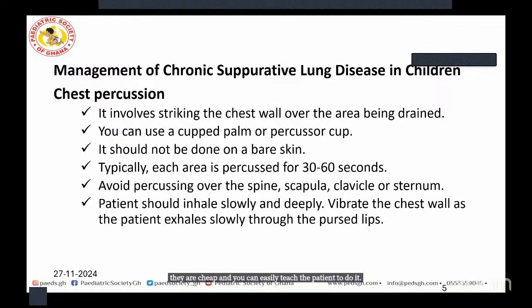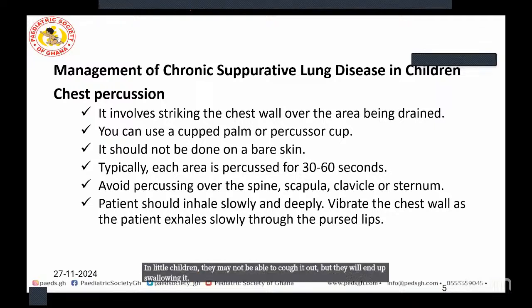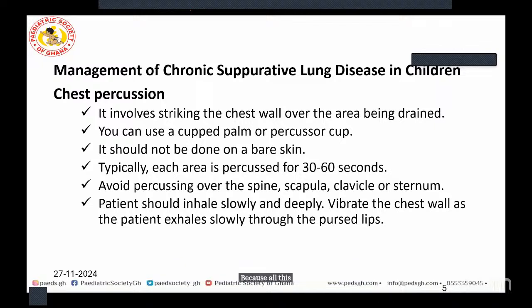So I'll start with chest percussion. It involves striking the chest over the areas that you want to drain. Again, the aim here is that you want to help move mucus out of the lungs, so that they will either cough it out or they will swallow it. In little children, they may not be able to cough it out, but they will end up swallowing it. Because all this mucus, like has been said already, if it remains in the lungs, then it can cause infection.